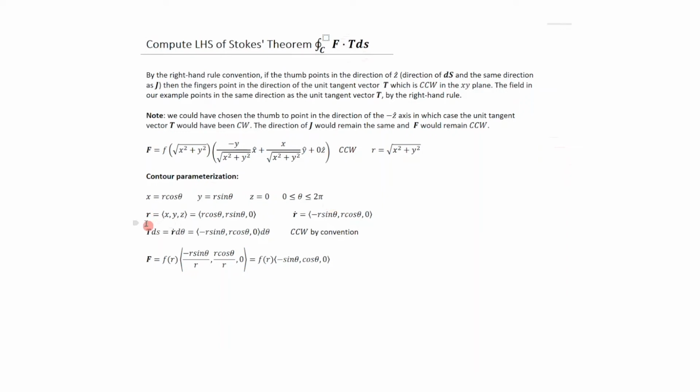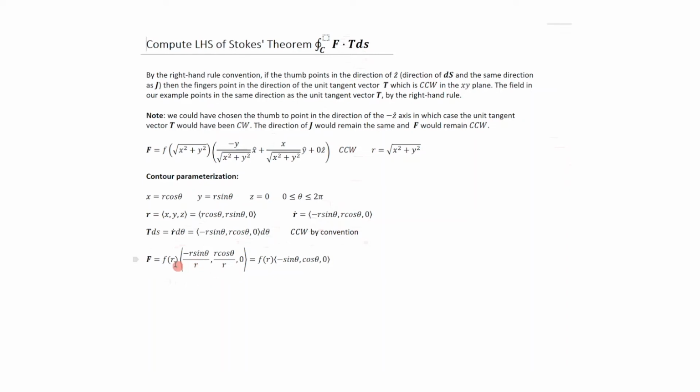And so the position vector r in this case will be r cos theta, r sine theta, 0. We need t ds, so the next thing we have to do is take the derivative of r with respect to the parameterization variable, which is theta. So this just becomes minus r sine theta, r cos theta, 0. t ds will just be this times d theta, and so this is the expression, and this in fact is counterclockwise by convention, so we don't have to multiply by a negative sign.